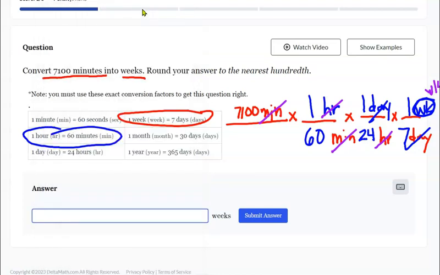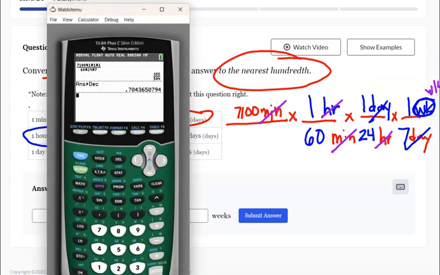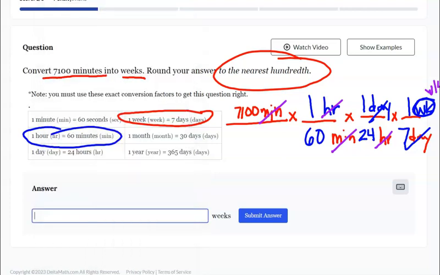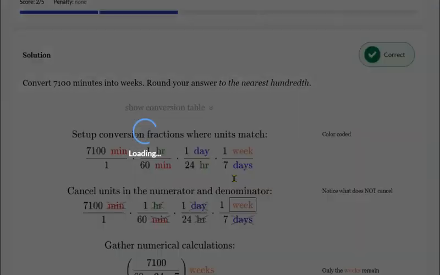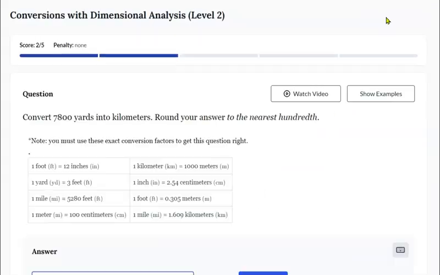What does it say here? Answer. No, you must use these exact conversions to get this equation. Oh, to the nearest, I forgot, to the nearest hundredth. So we're rounding to the nearest hundredth. If I go back to my calculator, that would be 0.70, because 4 is not big enough to round me. That's the hundredths place right there. 0.70. Alright, let's see. Yes! Alright, that was a tough one.